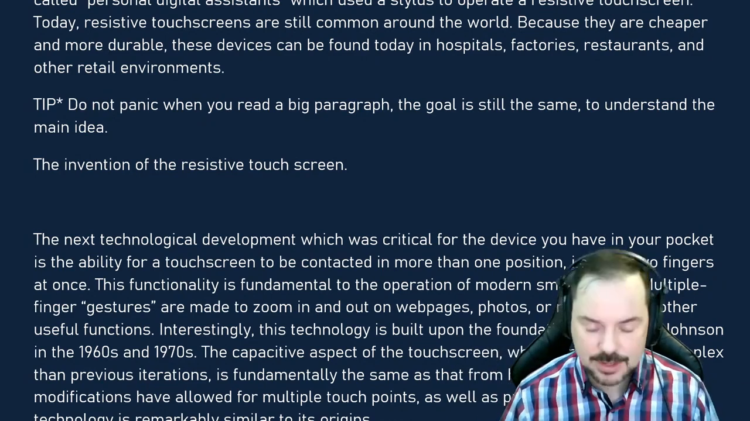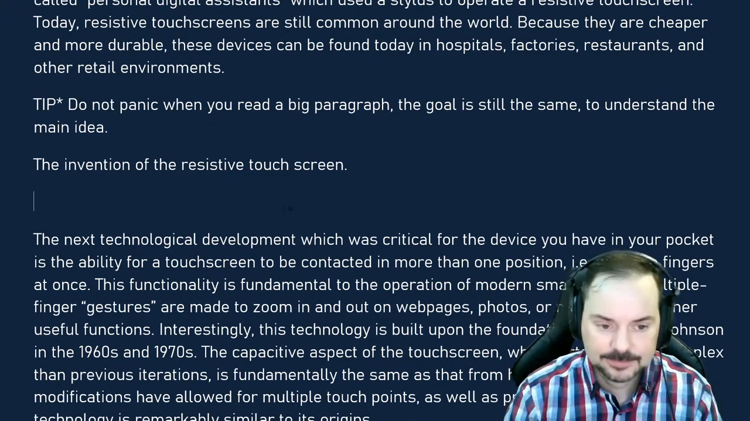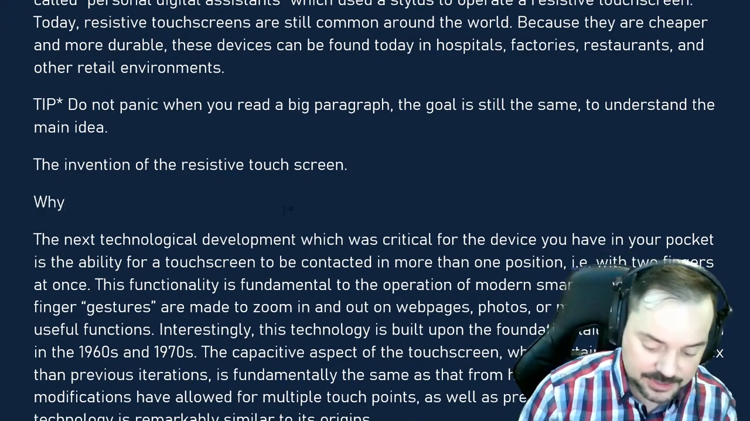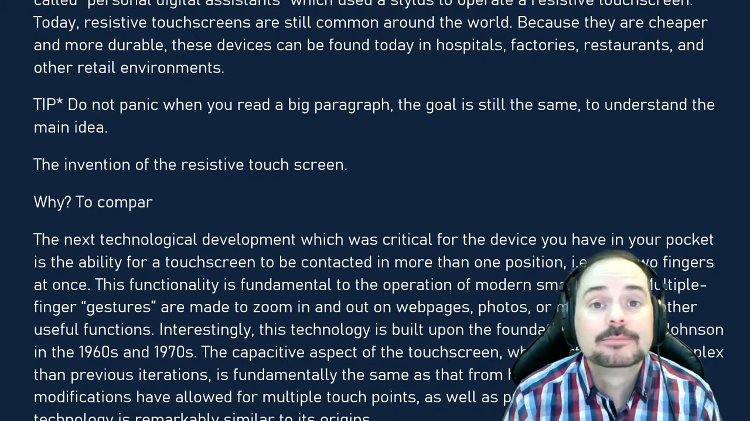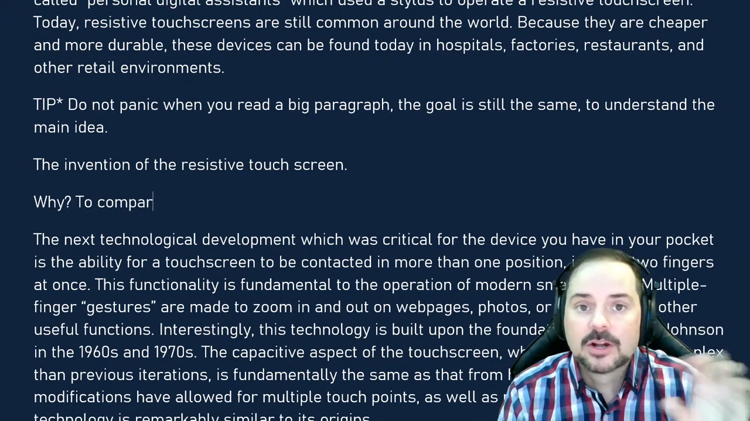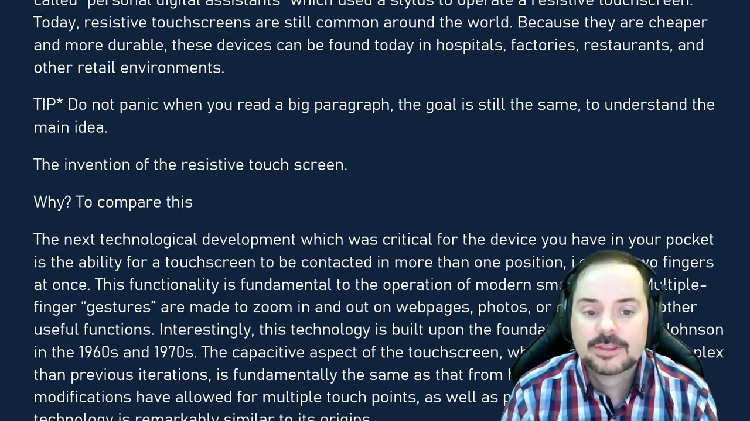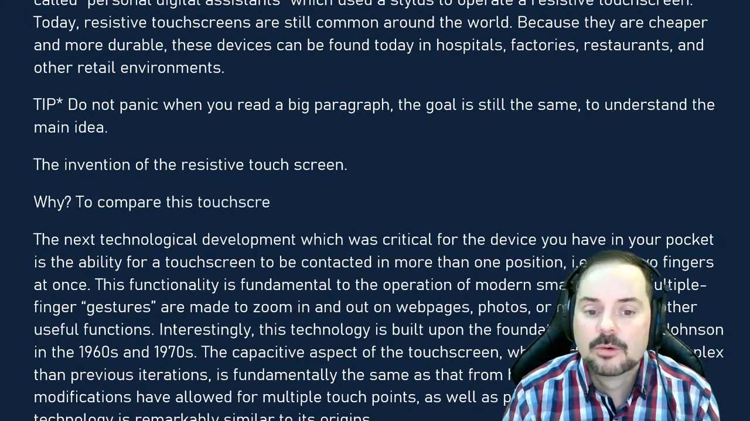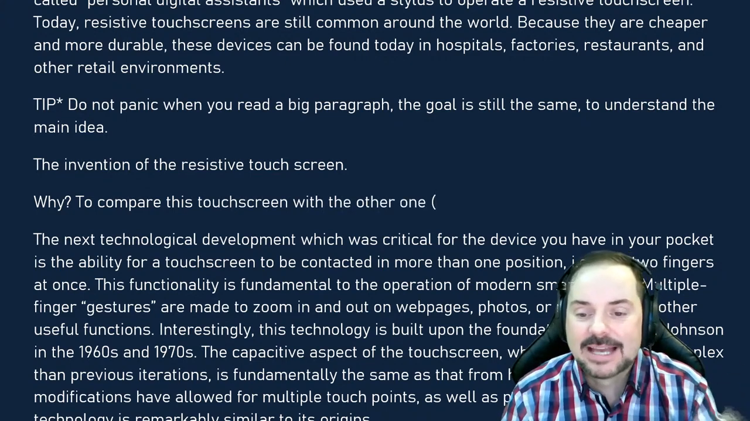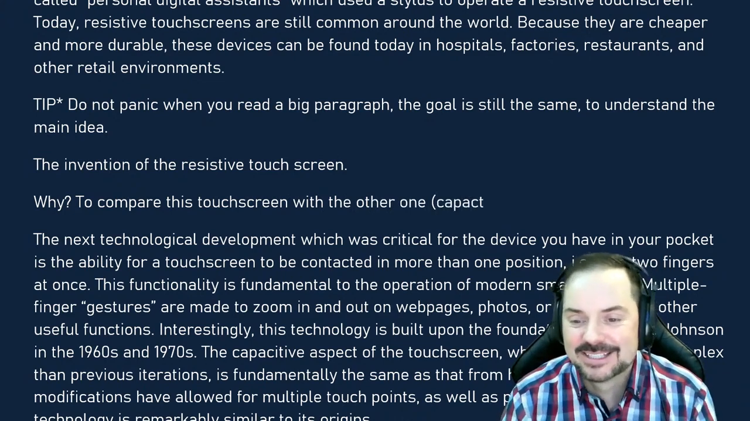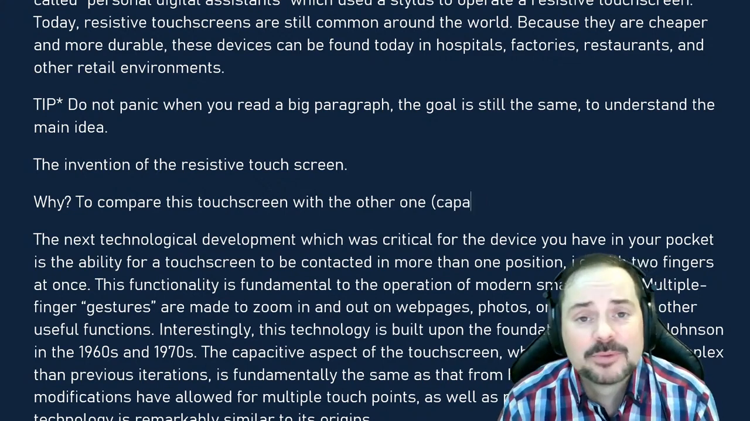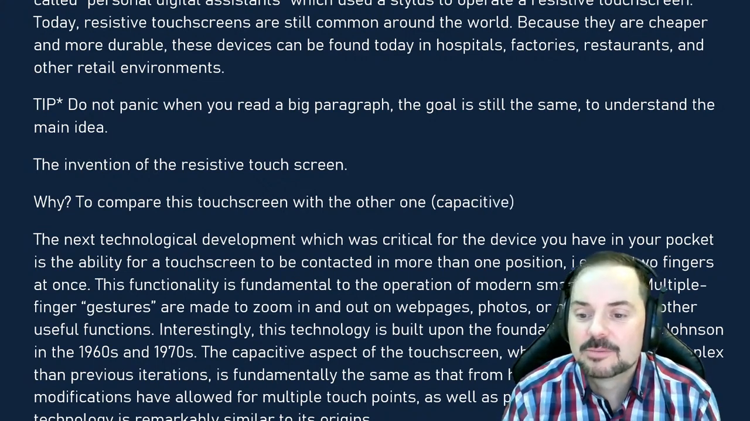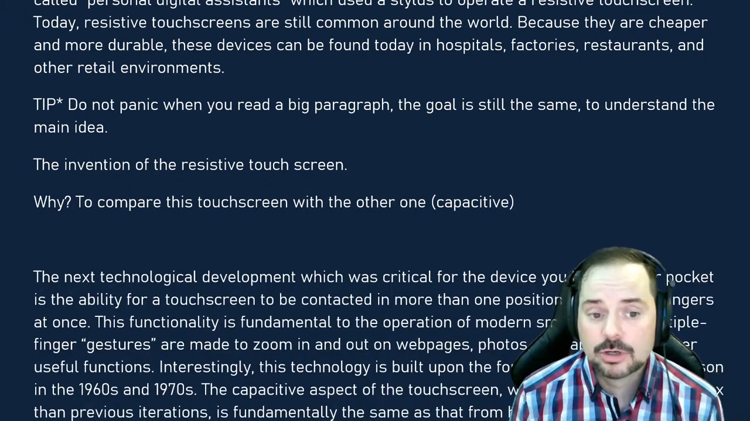To compare with the other one, right? You don't have to get stuck on those details. To compare this touchscreen with the other one. It's capacitive, like capacity, capacitor, but it doesn't matter if you don't remember it. If you are an engineering student working on technology, you probably should learn that. But otherwise, don't worry about it too much. To compare with the capacitive touchscreen. Okay, good. That's the right answer.